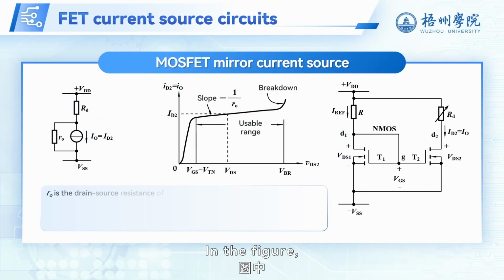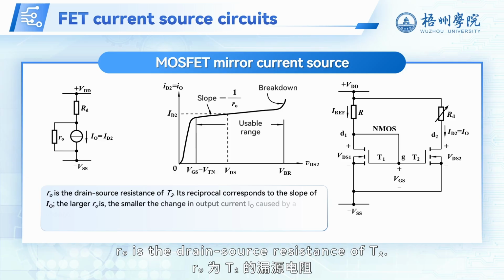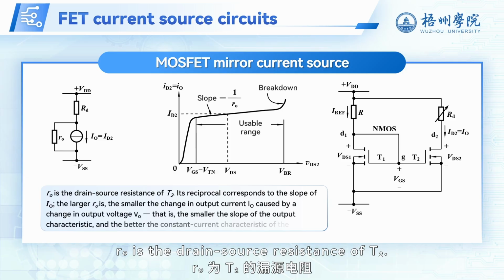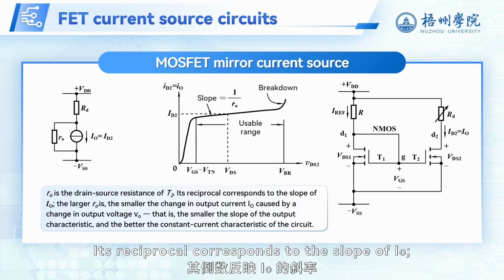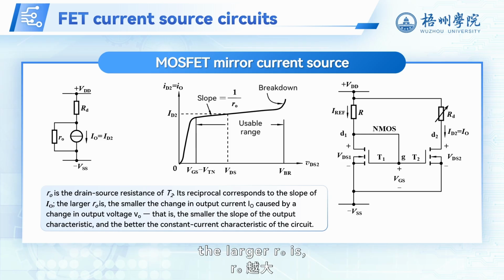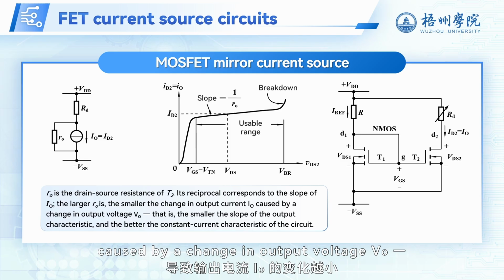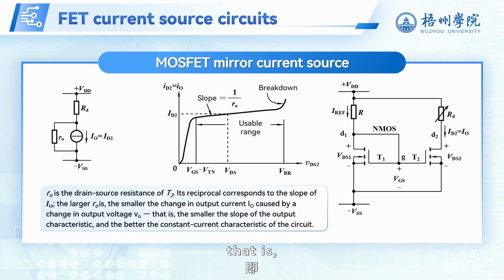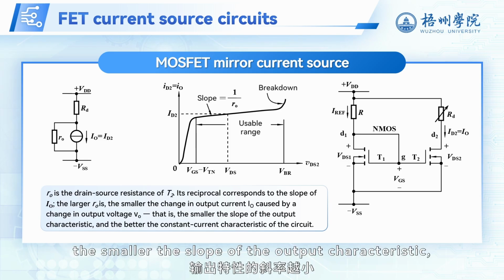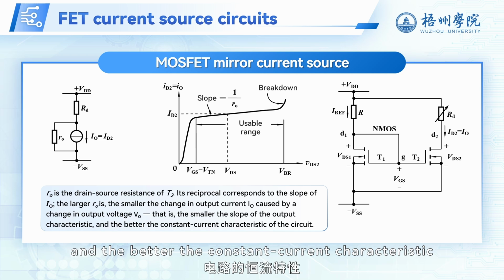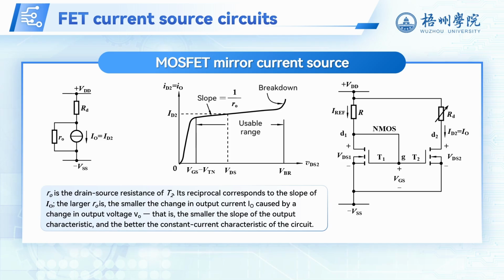In the figure, R_O is the drain source resistance of T2. Its reciprocal corresponds to the slope of I_O. The larger R_O is, the smaller the change in output current I_O caused by a change in output voltage V_O, that is, the smaller the slope of the output characteristic, and the better the constant current characteristic of the circuit.